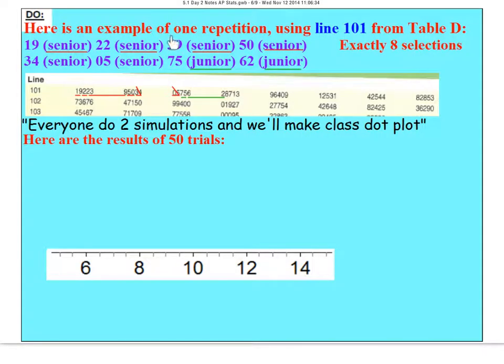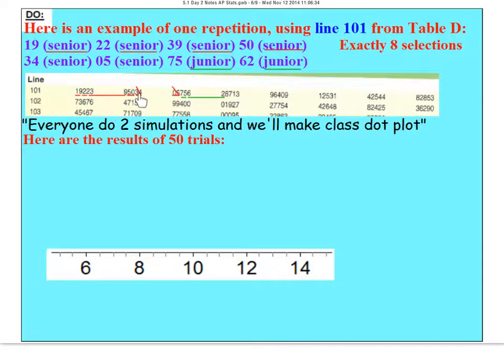Here's an example of one repetition using line 101 from Table D. So here's line 101. And if we look at that, remember 01 to 60 is a senior. So 19 would be a senior. The next is 22, that's a second senior. Careful for the next one, we actually have to do 39, that would be a third senior. Then we get 50, we have our 4th senior.